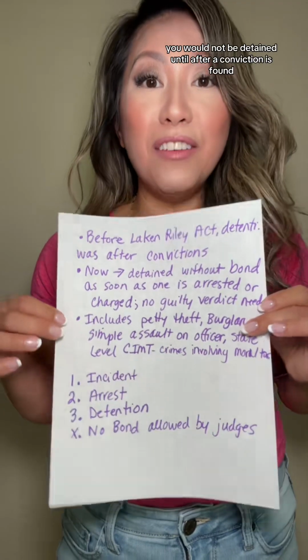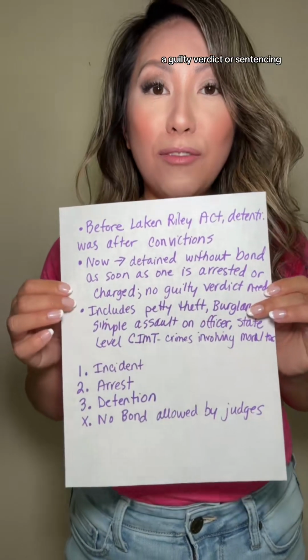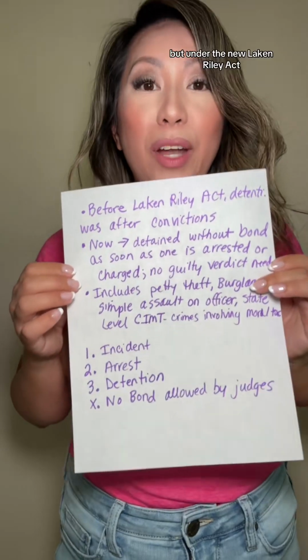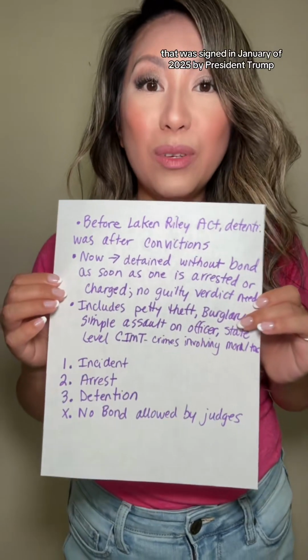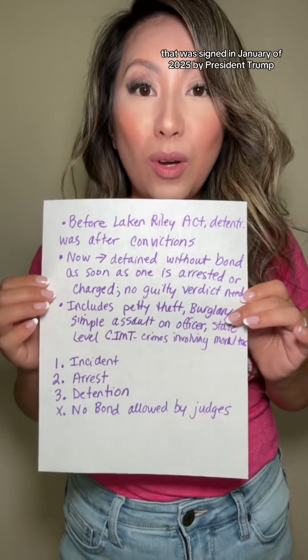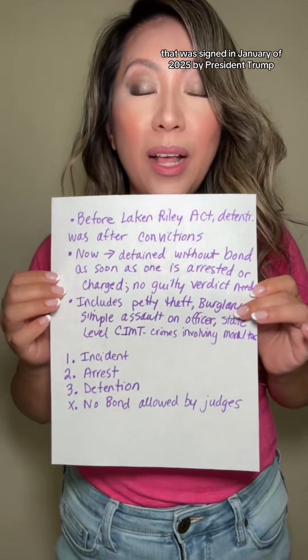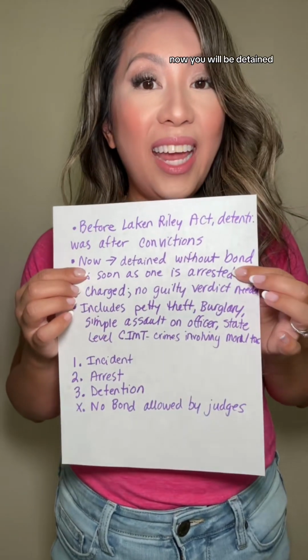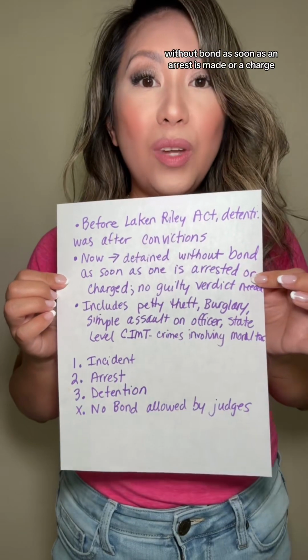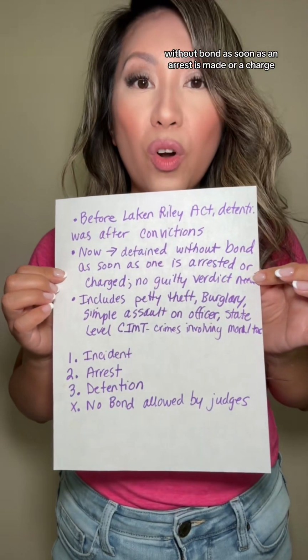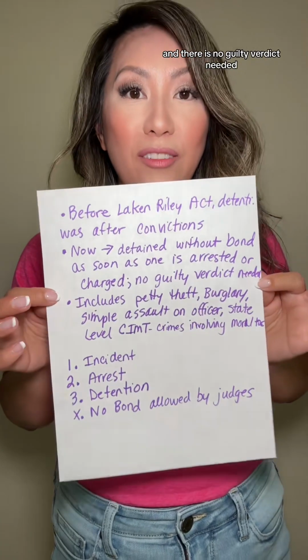Before the Laken Riley Act, if you were accused of a crime, you would not be detained until after a conviction was found, a guilty verdict, or sentencing. But under the new Laken Riley Act that was signed in January of 2025 by President Trump, now you will be detained without bond as soon as an arrest is made or a charge, and there's no guilty verdict needed.